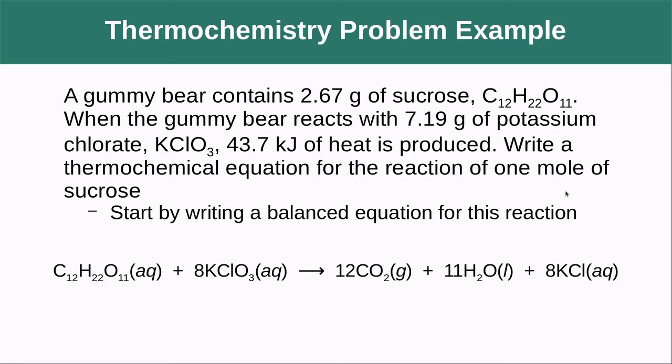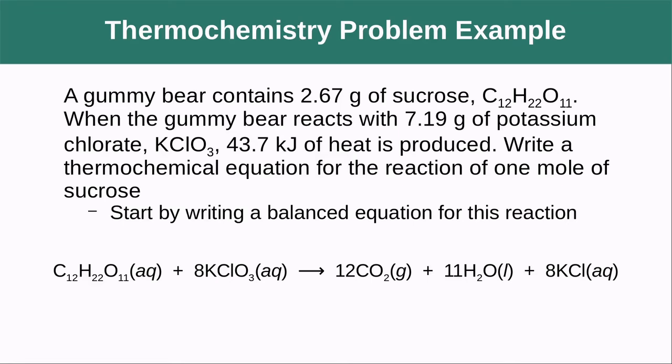Let's look at an example here. A gummy bear contains 2.67 grams of sucrose. We have the formula for sucrose there. When the gummy bear reacts with 7.19 grams of potassium chlorate, 43.7 kilojoules of heat is produced. Write a thermochemical equation for the reaction of 1 mole of sucrose.